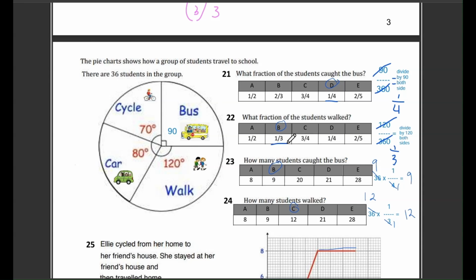The correct answer is B, which is 1/3. To figure this out, we divide 120 by 360, and we find that this is 1/3 of 360.